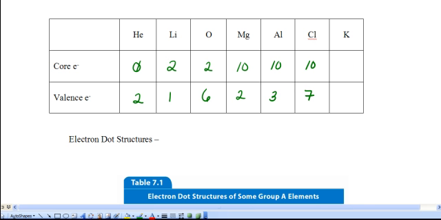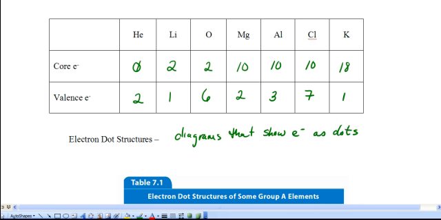When you get to potassium, potassium is starting a new row. It only has 1 electron in that fourth row, but it has 18 electrons in the first, the second, and the third energy level. All right, so that just gives you a little snapshot on how you can count core and valence electrons. Now we use electron dot structures, which are diagrams that show electrons as dots around the atom.